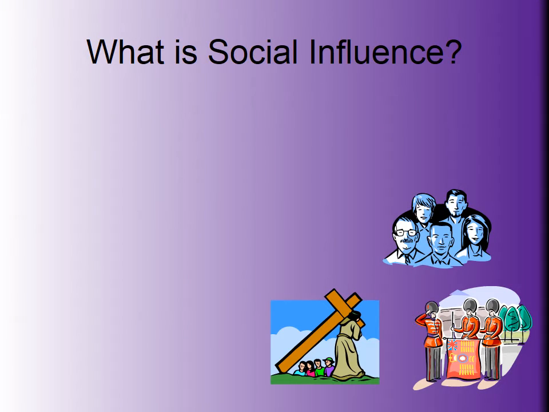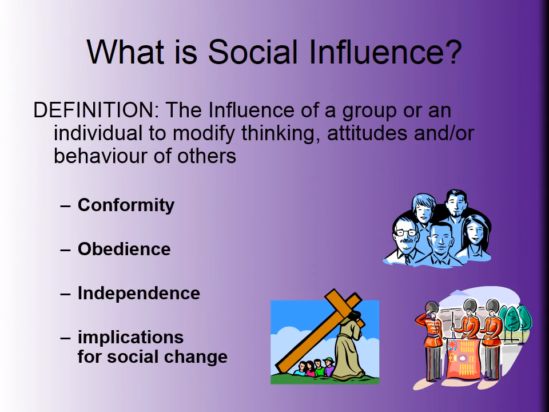Firstly, what do we mean by social influence? It can be defined as the influence of a group or an individual to modify the thinking, attitudes, and/or behavior of others. The 4 areas that we'll be looking at are conformity, obedience, independence, and the implications of social influence for social change.